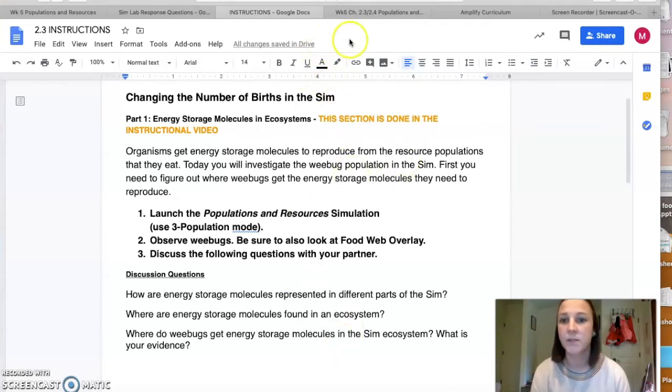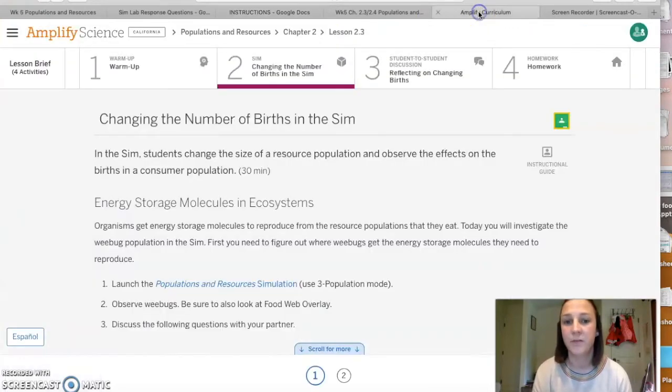So little refresher on Amplify. Make sure to go to Clever, which is in the upper left-hand corner of your screen for most of you, if I remember correctly. Go to Clever, log in, scroll down to the Amplify app. Once you click that, you're going to log in with Google and then get to the 7th grade Populations and Resources unit, chapter 2, and then we're going to go to lesson 2.3.